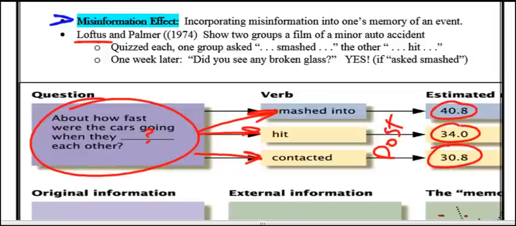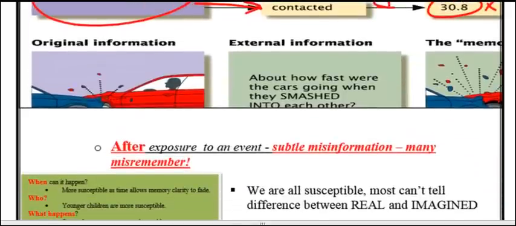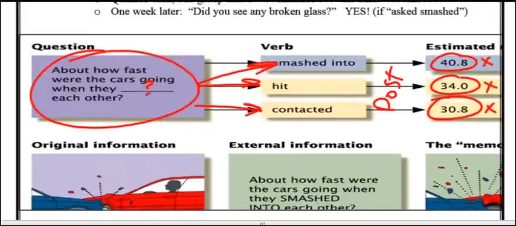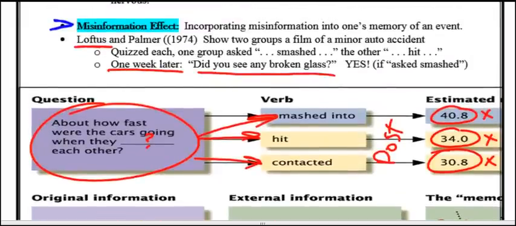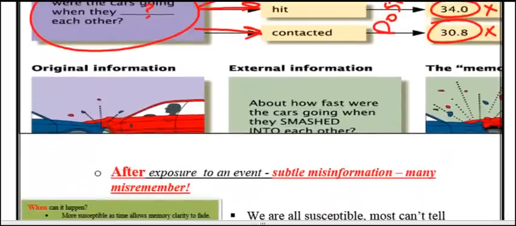After that suggestion, each student was asked to estimate how fast they think the cars were going. If they used the word smashed, the estimate was higher, as you can see, than if it was hit each other or contacted each other. Now, the funny thing that happened is that a week later, they asked the subjects, did you see any broken glass? The answer was a definitive yes if the accident video was followed up with a statement of being smashed into each other. Now, there really was no broken glass.